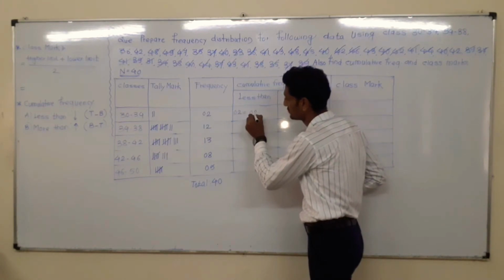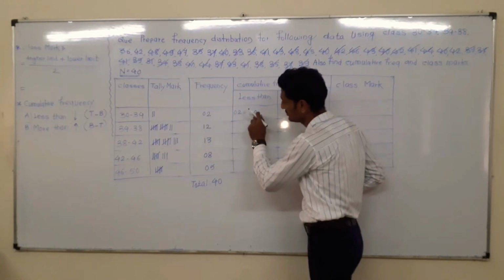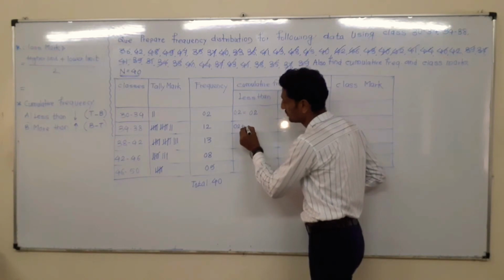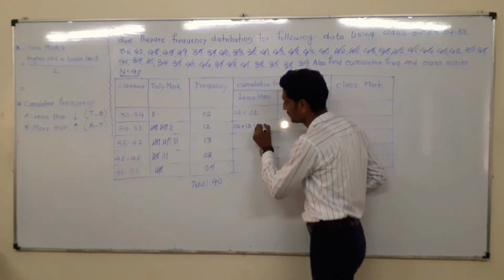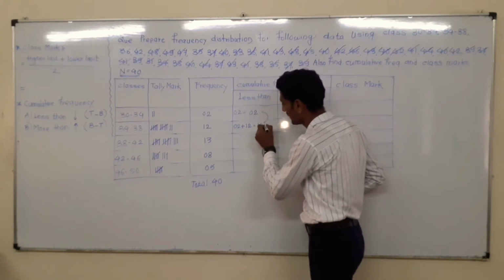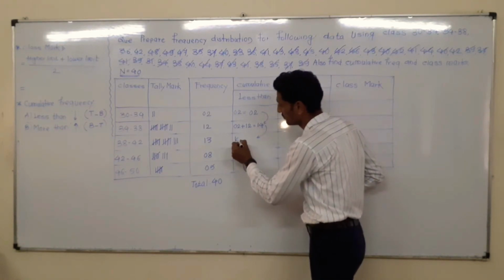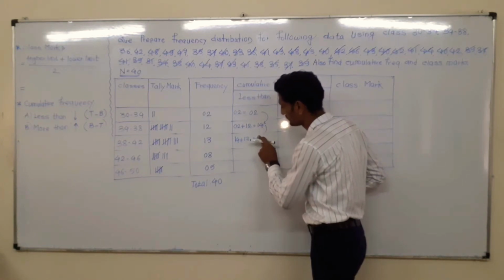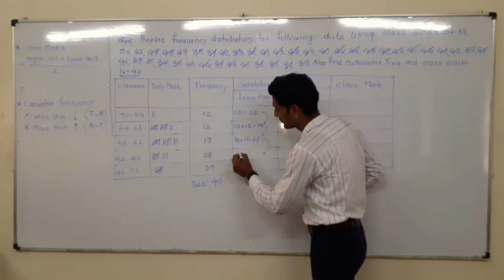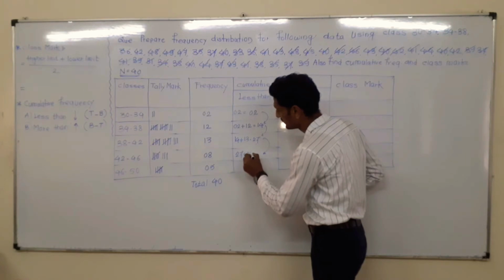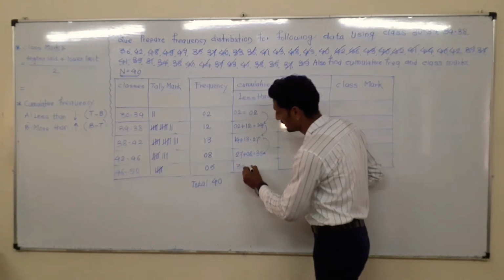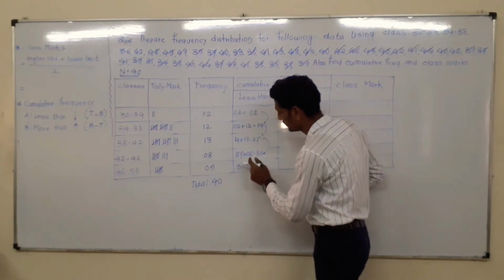remains same, that is 2. Then this with successive addition will be there. So 2 plus 12 is equal to 14. Then successive addition will be there. That is 14 plus 13 equal to 27. That is 27. So it will get added with this 8. It will be 35. And last one, 35 plus 5 is equal to 40.